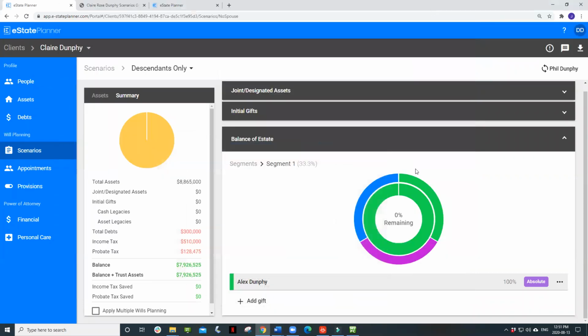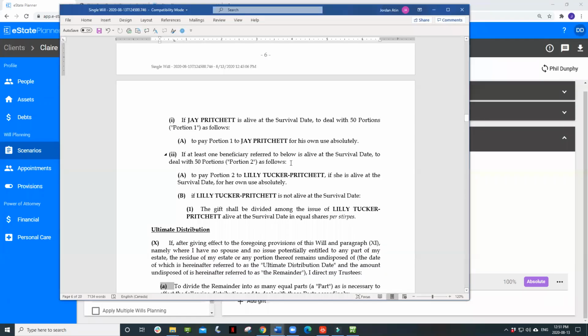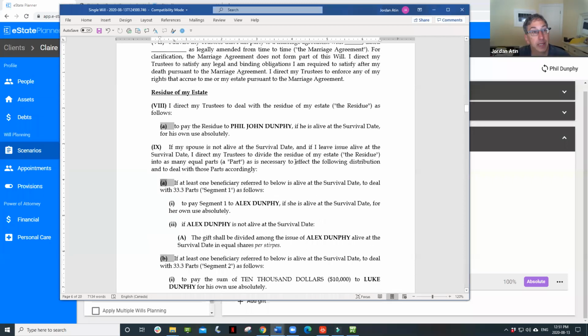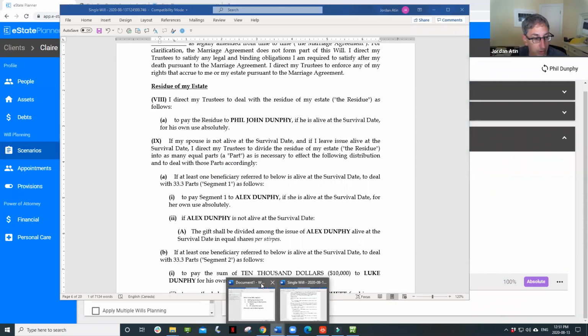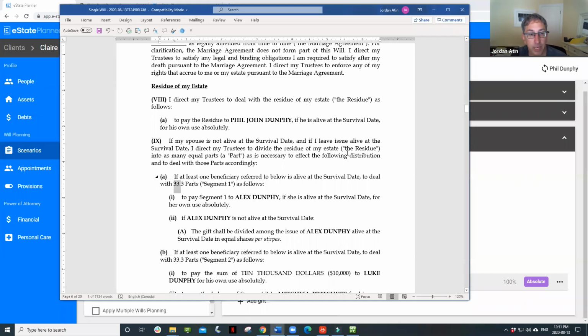I'm used to seeing language that would say as many portions as there are people alive, rather than the distinct 33.3%. If you were dividing it equally, that's exactly what it would say. If you said, divided among my children equally, then it would say divided into as many shares as are necessary: pay one share to each child who's alive, pay each child who's not alive and has children, that kind of thing. All right, thank you.